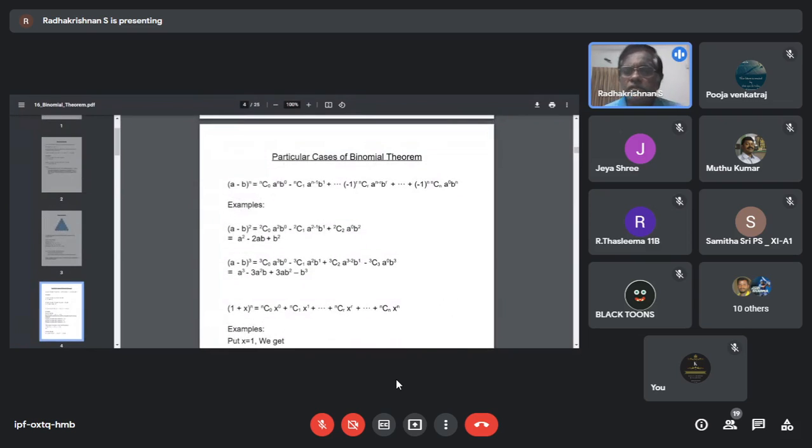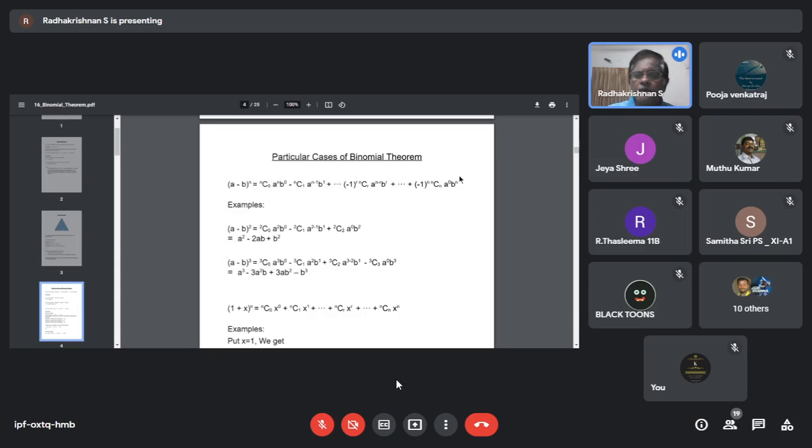Particular cases of the binomial theorem. I want to highlight two things. One, we saw (a+b) to the power of n. Similarly, (a-b) to the power of n is very similar to the (a+b) expansion, except that alternating terms will be minus. For example, (a-b) whole square is a square minus 2ab plus b square. (a-b) whole cube is a cube minus 3a square b plus 3ab square minus b cube. Alternate terms come as minus, plus, minus. So that is the only difference.